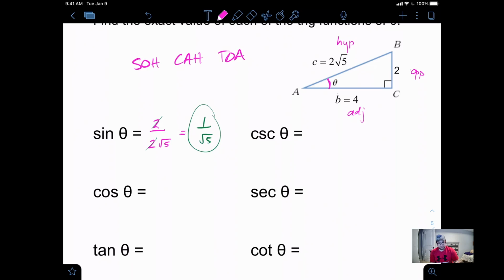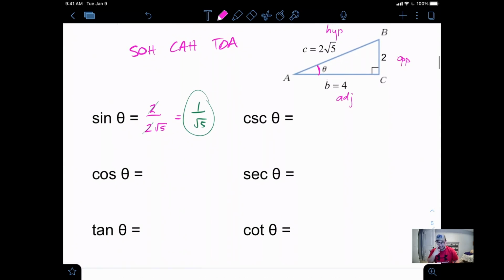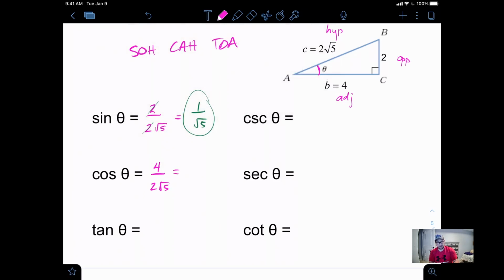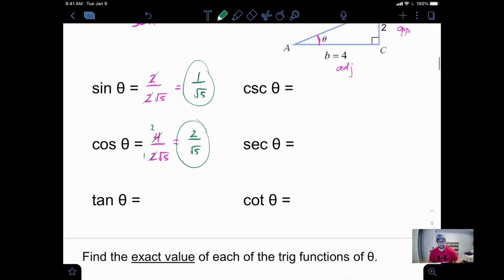Now, when we look at the cosine, cosine is the adjacent side divided by the hypotenuse. So the adjacent side is 4, and the hypotenuse is 2 square roots of 5. And again, we have some simplifying we can do here. 2 goes into 4 2 times, 2 goes into 2 1 time. So I'm going to be able to write this as 2 over 1 square root of 5. And again, the 1 doesn't need to stick around. If it is, you're not wrong. If it isn't, you're not wrong either.